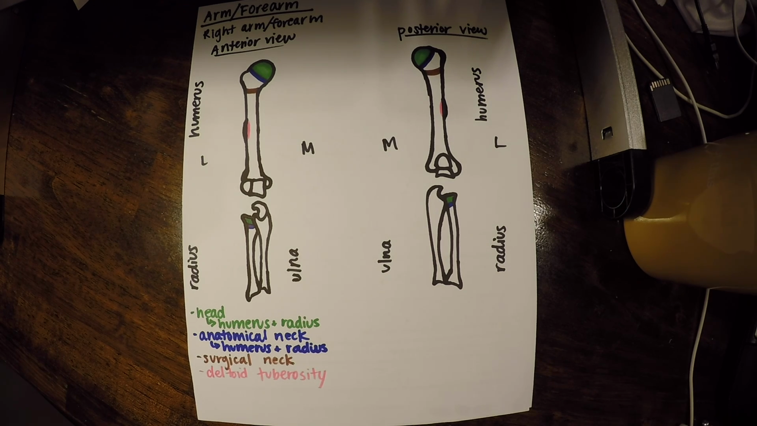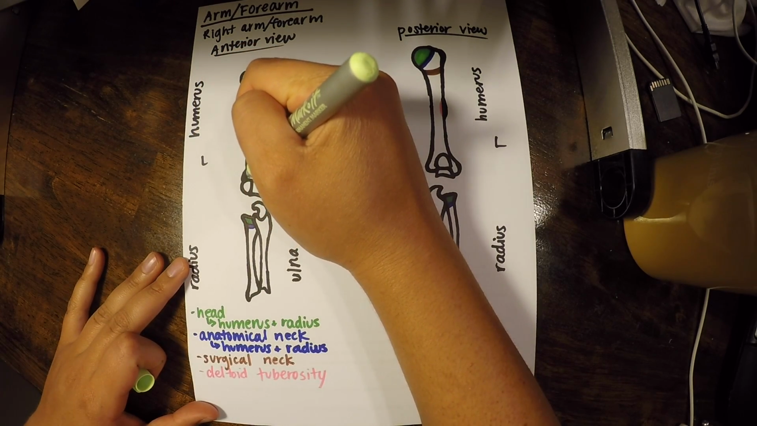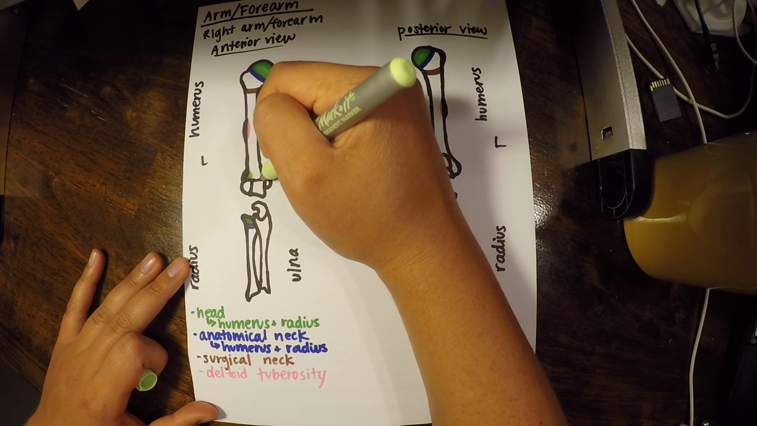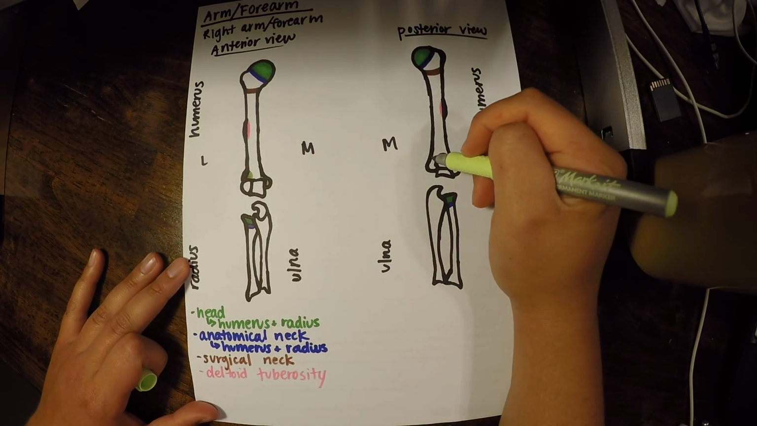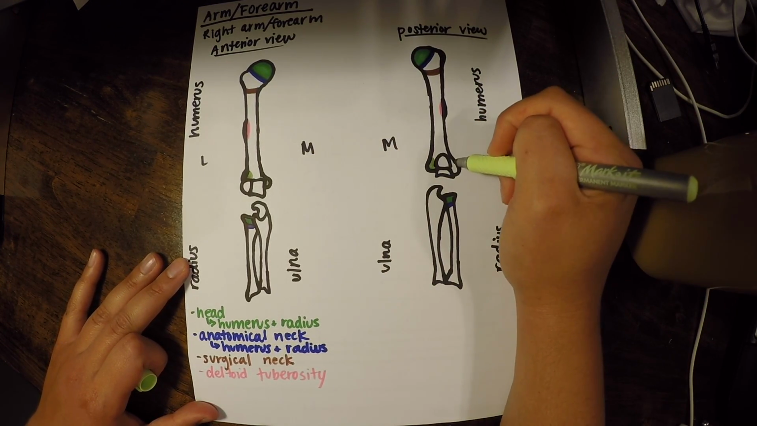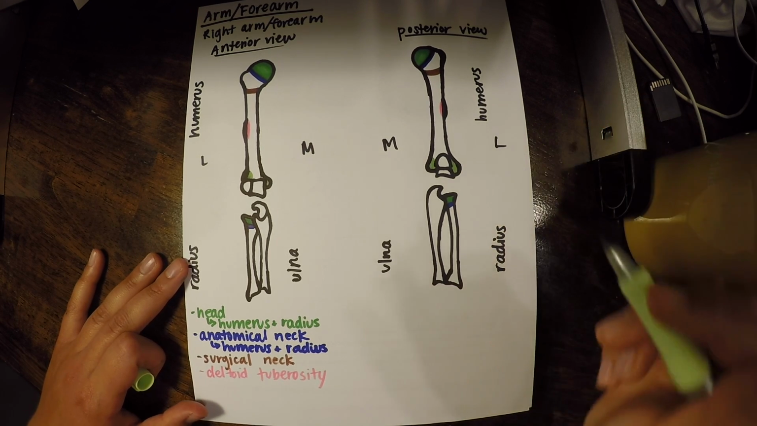Alrighty, now we have next the medial and lateral epicondyles. Those are this thing and this thing popping out. You can also see them posteriorly here and here.